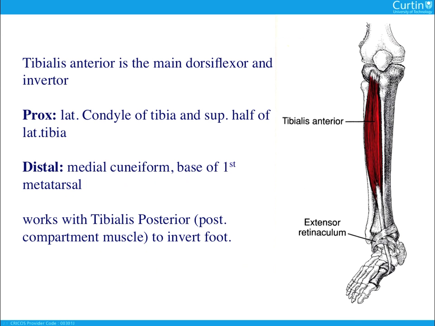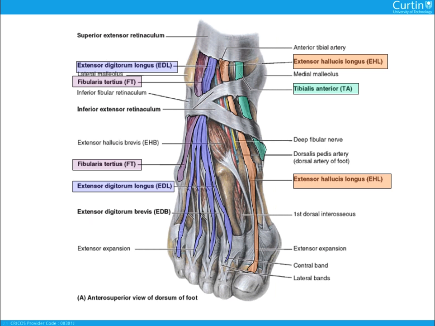So tibialis anterior we've talked about, and it's going to work with the tibialis posterior to invert the foot. If you see weakness in dorsiflexion of the foot, then often the culprit is going to be the tibialis anterior. Let's have a look at the tendinous insertions of these more clearly.